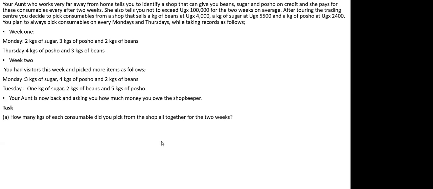Okay, so we are going to try out this one as our last number. Also, this one is a mock paper number. Now they are telling us that your aunt, who works very far away from home, tells you to identify a shop that can give you beans, sugar, posho on credit. On credit is like, in Luganda, we call it a banja. On credit, and she pays for these consumables every after 2 weeks.